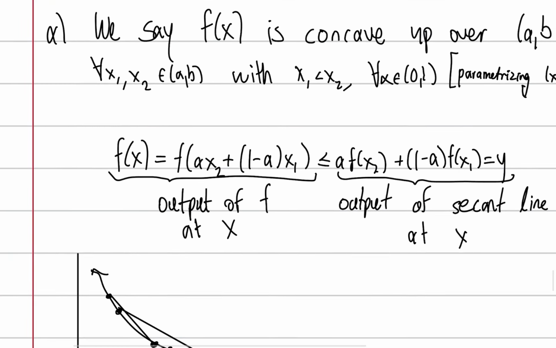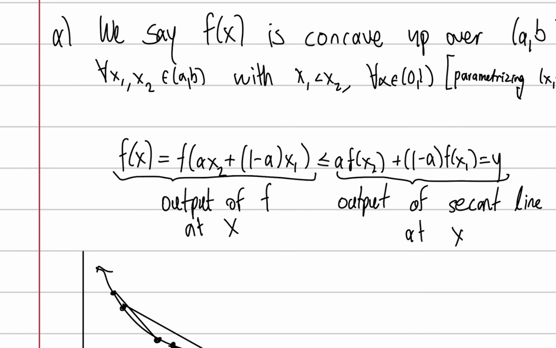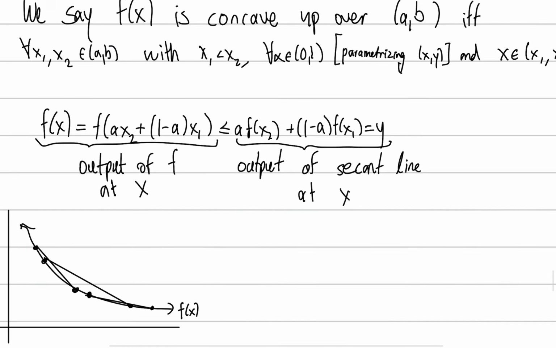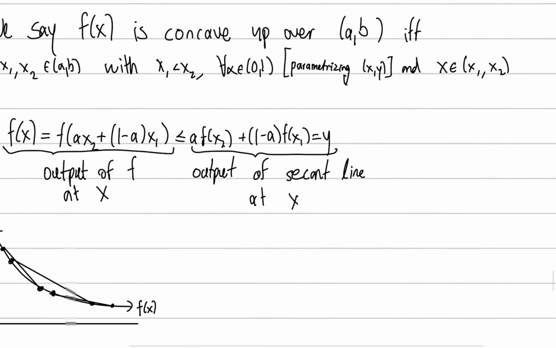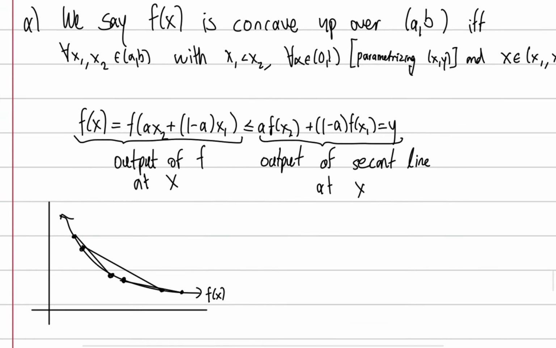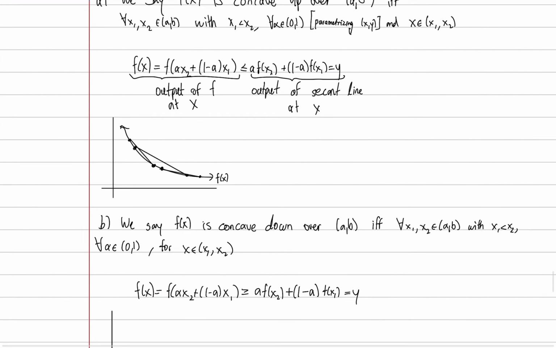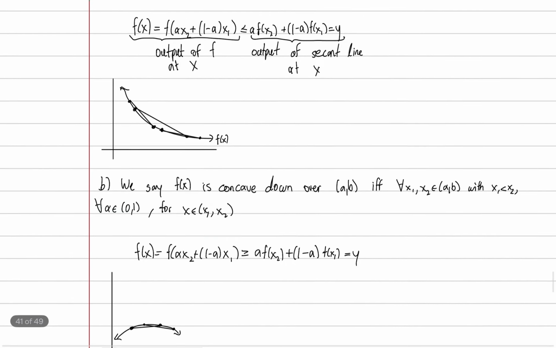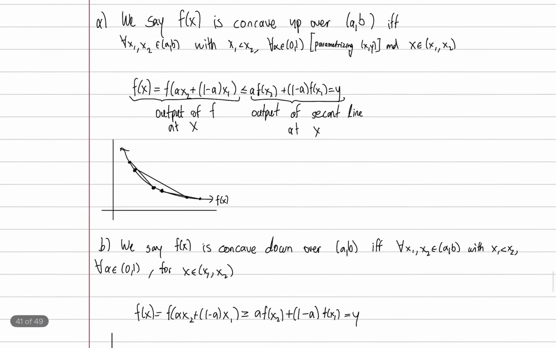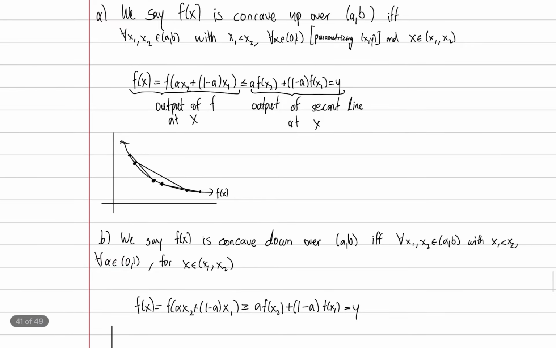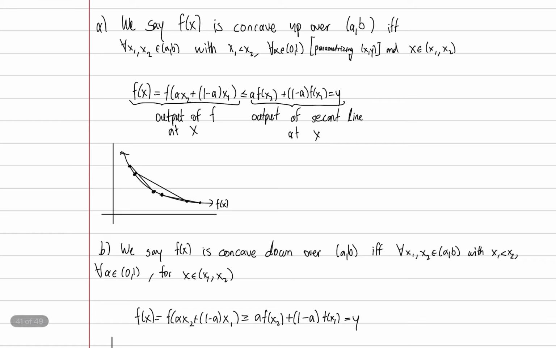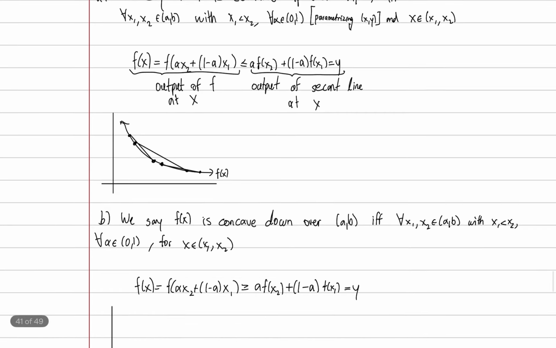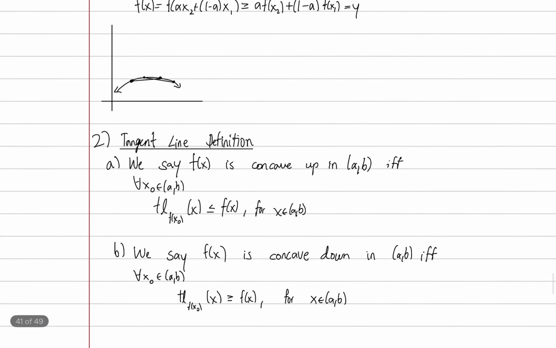f of x should be less than or equal to y. Remember, y is the output of the secant line, and f of x is the output of f at x. We're just going to replace x with alpha x2 plus 1 minus alpha x1. And the output of the secant line, by the equation up here, equation 4, is just that. So that's our definition. And it is just the opposite, switching the inequality, for concave down. And as well, you can have a strict inequality, which is strongly convex, or if you have the or-equal-to part, then it is weakly convex, but that's fine. You don't need to specify that it's weakly convex.